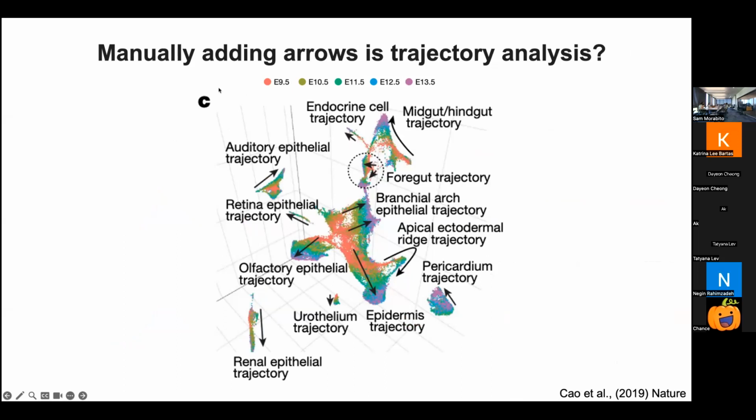But this one is an embryogenesis data set and they have different embryonic time points. Red is the early time point, purple is the late. So they saw there's this kind of wave, right? And that's the way they drew the arrows in Adobe, which I don't think is even really trajectory analysis. This paper's main figures are pretty much just walls of UMAPs. Yeah, it is what it is.